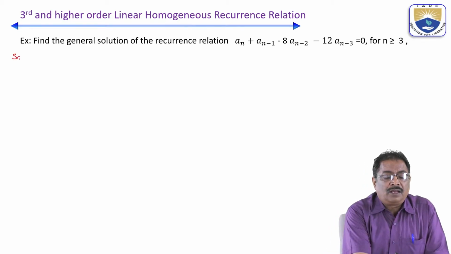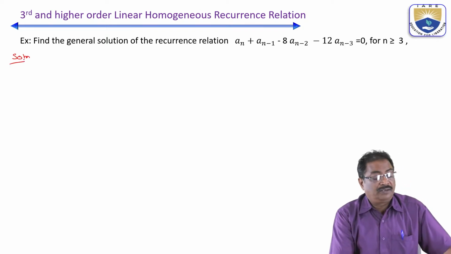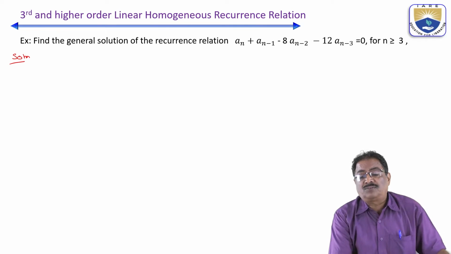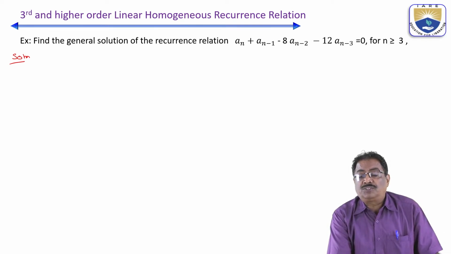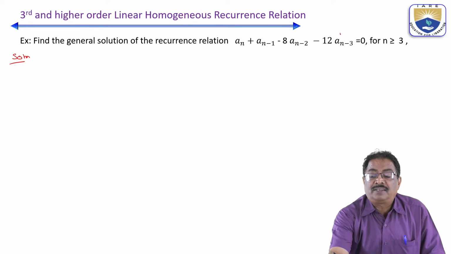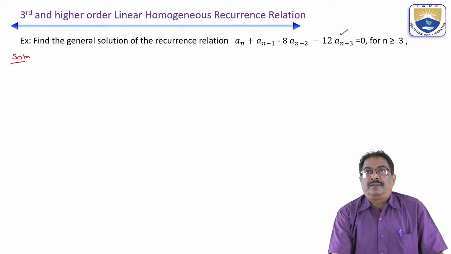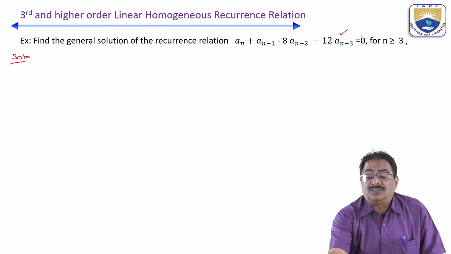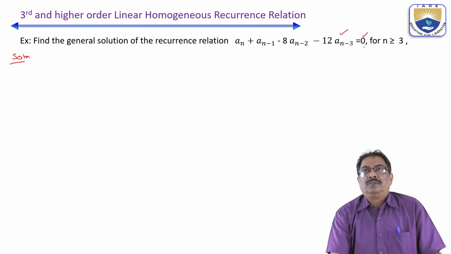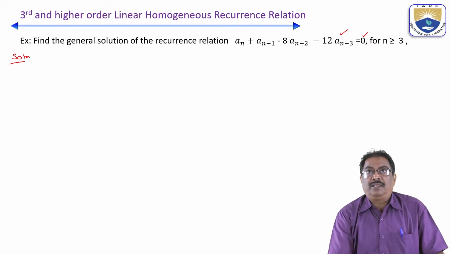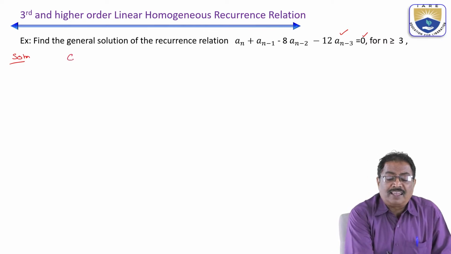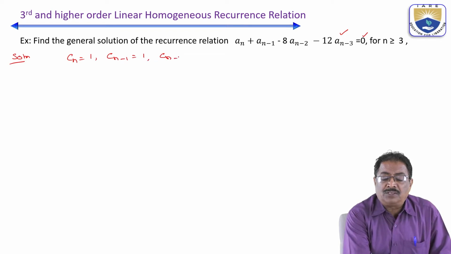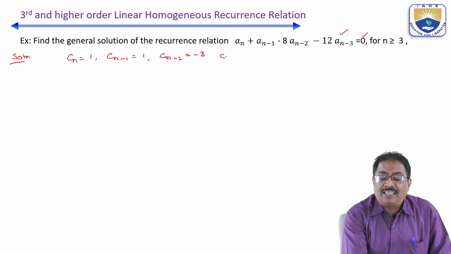Now, find the general solution of the recurrence relation a_n + a_{n-1} - 8a_{n-2} - 12a_{n-3} = 0. So a_{n-3} will be there, so it is a third order homogeneous linear recurrence relation. Homogeneous, why am I calling it that? Because the right side is 0 here. Here c_n equals 1, c_{n-1} equals 1, c_{n-2} equals minus 8, and c_{n-3} equals minus 12.